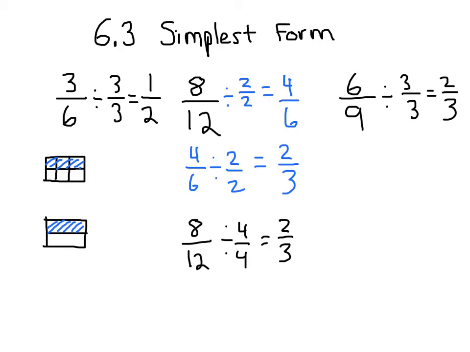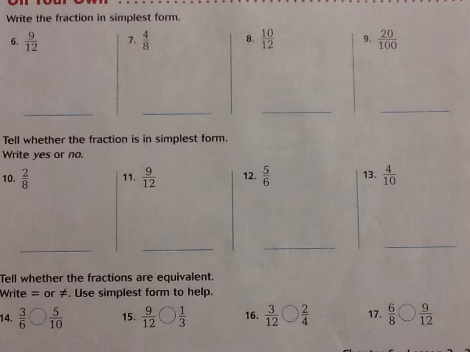So, if we take a look at the workbook sheet, we've got some fractions that we need to simplify, and then at the bottom we have some fractions where we have to decide whether it is in simplest form or not. So we'll just go ahead and do a couple of these. 9/12, we need to think what we can simplify that down to. It looks to me like we can divide both the numerator and denominator by 3, so we will do that now. 9 divided by 3 is 3, 12 divided by 3 is 4, so 3/4 is our simplest form.